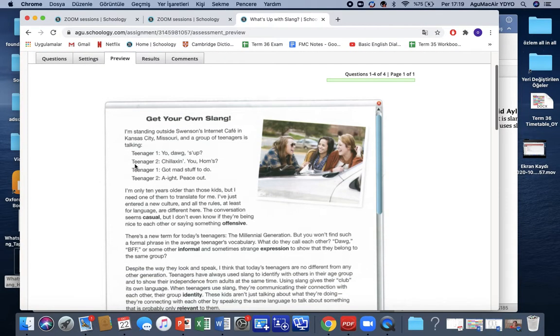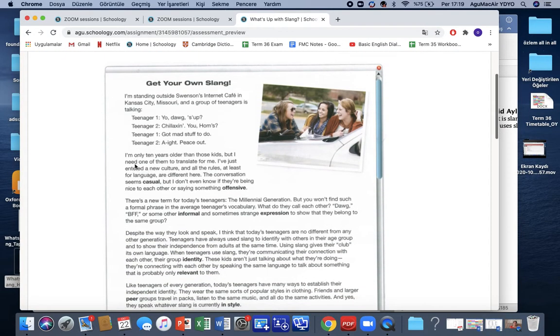You'll see a text about slang. Of course, first you need to know the meaning of slang. Slang is a kind of language used by a specific group of people. Especially, we can call this like street language. Yeah, for example, academicians, politicians can't use this, but you can use the slang language with your friends, for example.